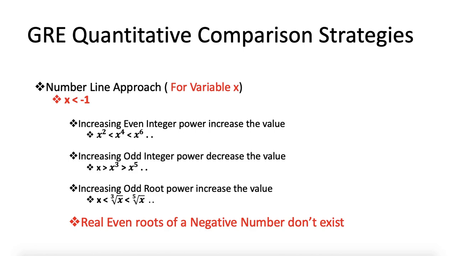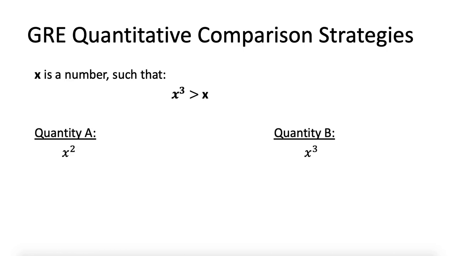So let's see one question to understand this. This is a very interesting question. We are given that x is a number such that x cube is greater than x. First of all, remember, we are given x is a number, not an integer. So number means the value could be a fraction, the value could be an integer, the value could be any value on the number line. But we are provided with a restriction that x cube is greater than x.